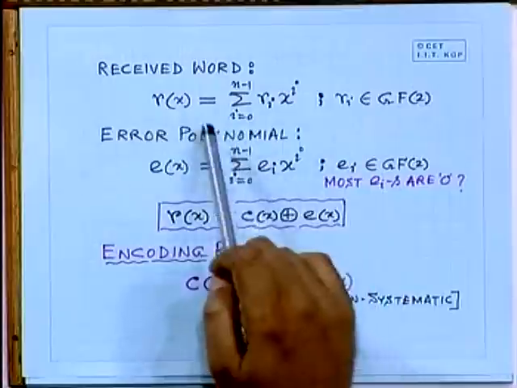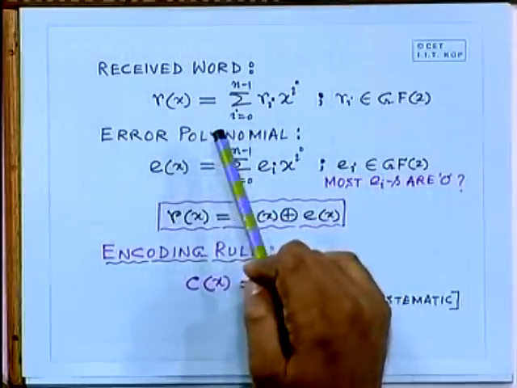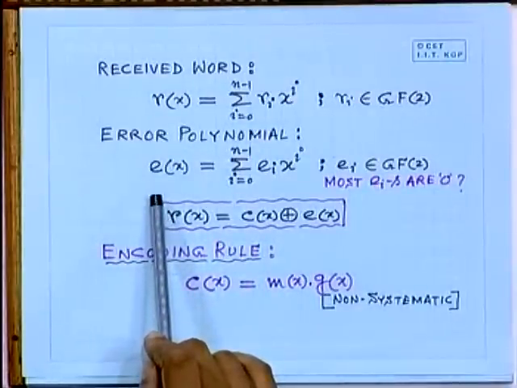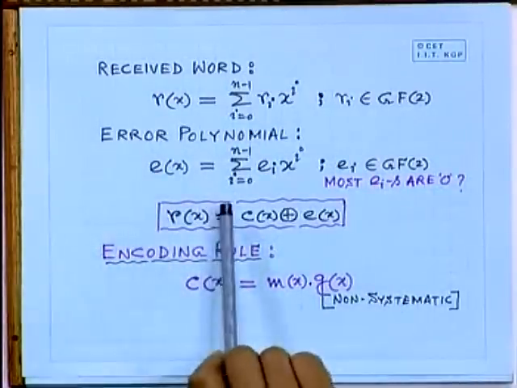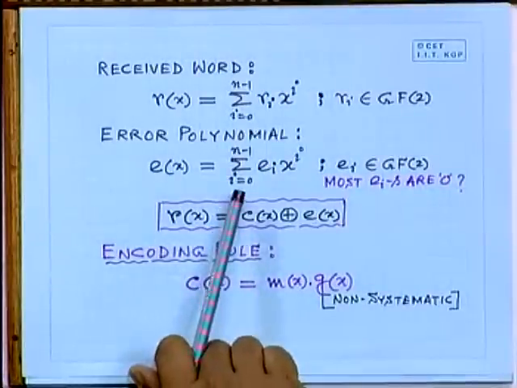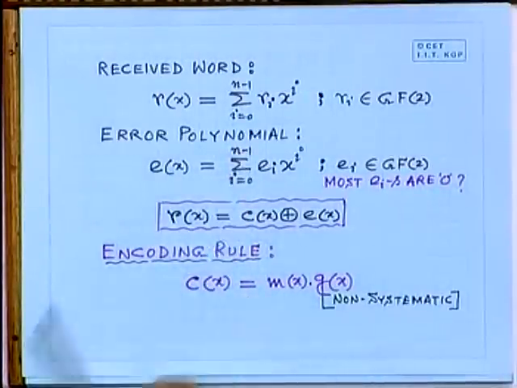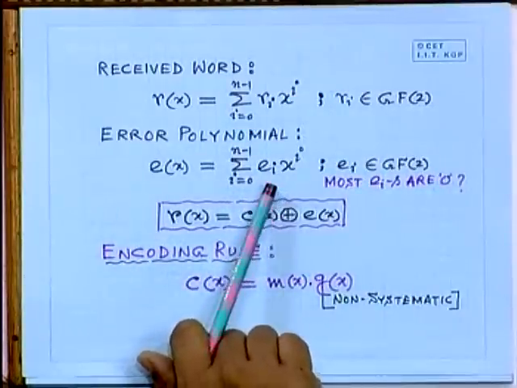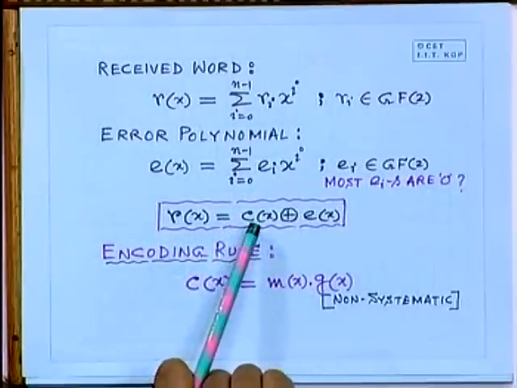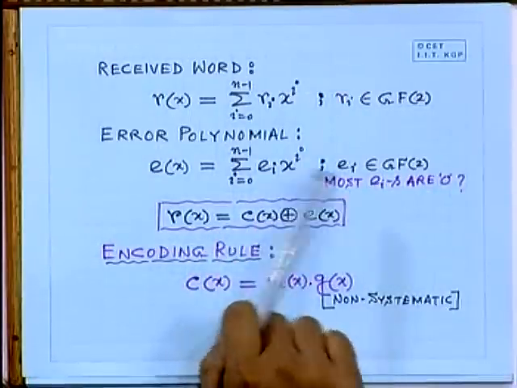We know that there will be errors in the channel, and hence let us define an error polynomial also, e of x, which is the summation of ei x to the power i, with i varying from 0 to n minus 1. So what I am doing is I am also trying to visualize that error pattern. These eis again will be elements of Galois field 2, and we can guess that usually most of these eis will be zeros.